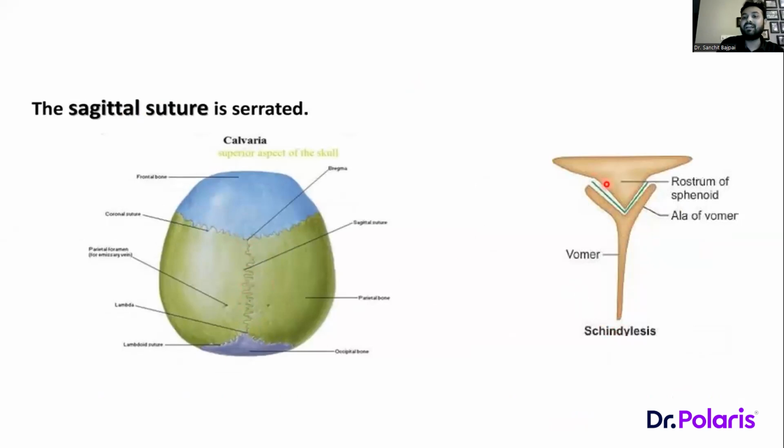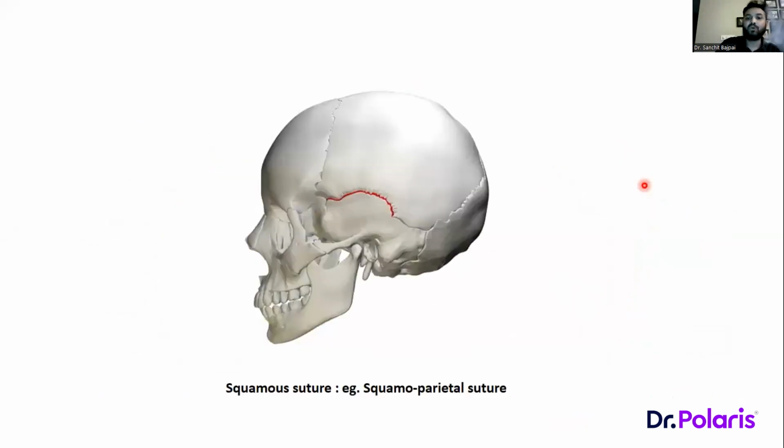And finally, you have this kind of arrangement where one bone fits into the other bone. This is called syndylosis, which is mostly formed between the vomer as well as the rostrum of the sphenoid. Okay. Now I showed you one more suture between two plain bones, between the parietal bone and the squamous bone. So we give it the name squamoparietal suture. Simple as that. Right? So now you understood what exactly these sutures are.